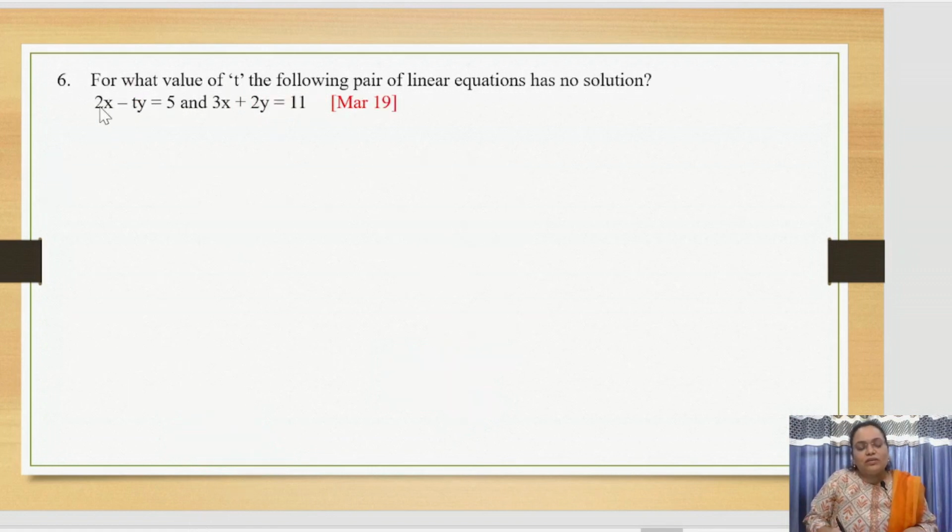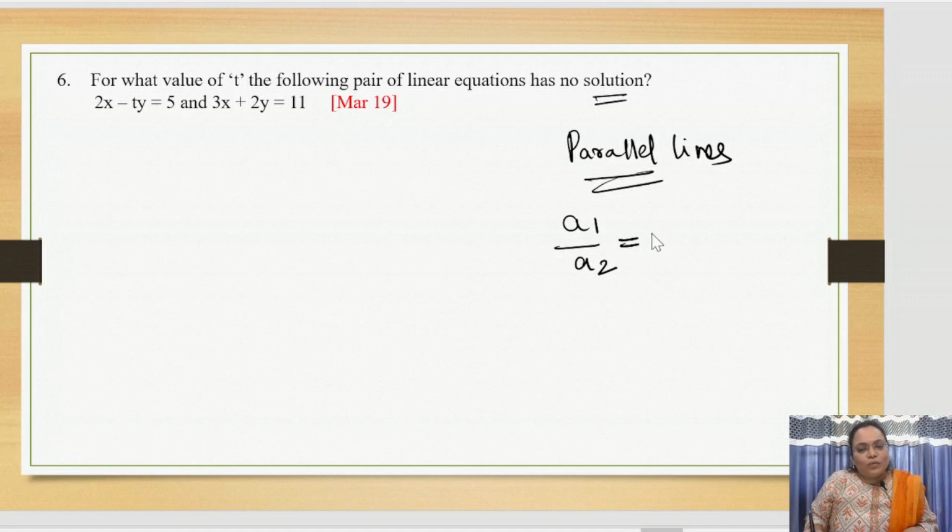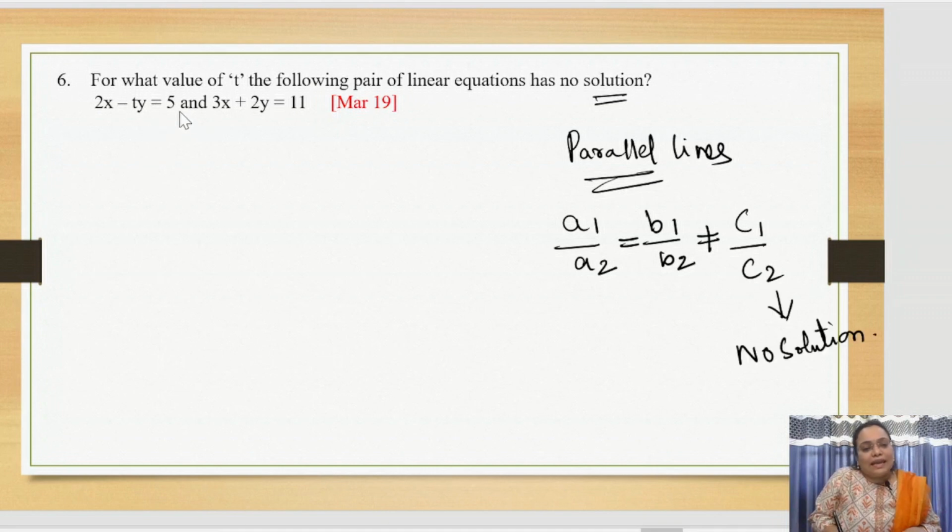So see the next question. For what value of t does the following pair of linear equations have no solution? So which lines have no solution? It is parallel lines, right? So the parallel lines have no solution. And what is the condition for parallel lines? It is a1/a2 = b1/b2 ≠ c1/c2. Now take this equation as equation 1 and this equation as equation 2.